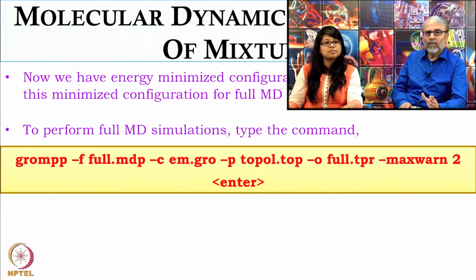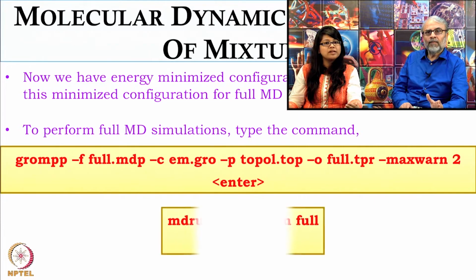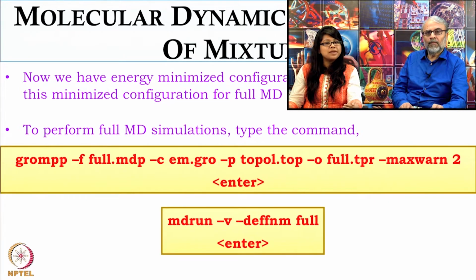So your full.tpr will be the output of the grompp command, and it will contain all the information contained in the MDP file, GRO file and top file. Now we will use this TPR file for mdrun. So we will type mdrun -v -deffnm full. So all my output files generated will have the prefix full: full.gro, full.xtc.